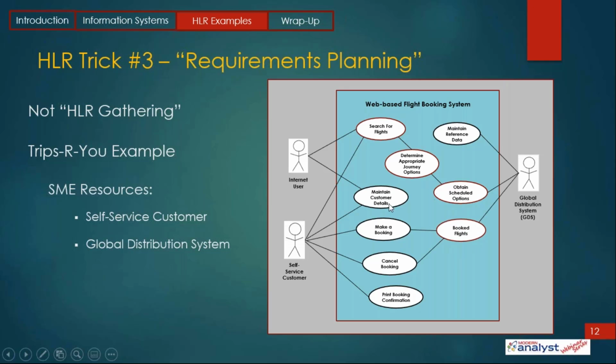And lastly, the idea, once you do make a booking, that needs to be communicated back out through the GDS off to the airlines. And if the booking is canceled again, that needs to go out through the GDS to the airlines. Okay, so we're in our planning session. This is trick number 3.